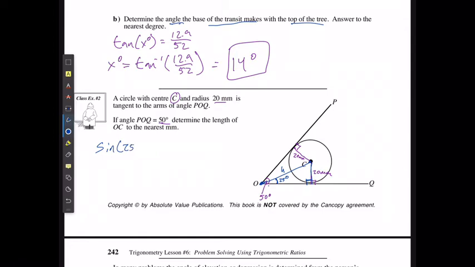Sine of 25 degrees is going to equal my opposite, 20, divided by my hypotenuse, which in this case is going to be the length of OC. OC times sine of 25 is going to equal 20, or OC is going to equal 20 divided by sine of 25 degrees. That's going to give me 47 millimeters to the nearest millimeter.